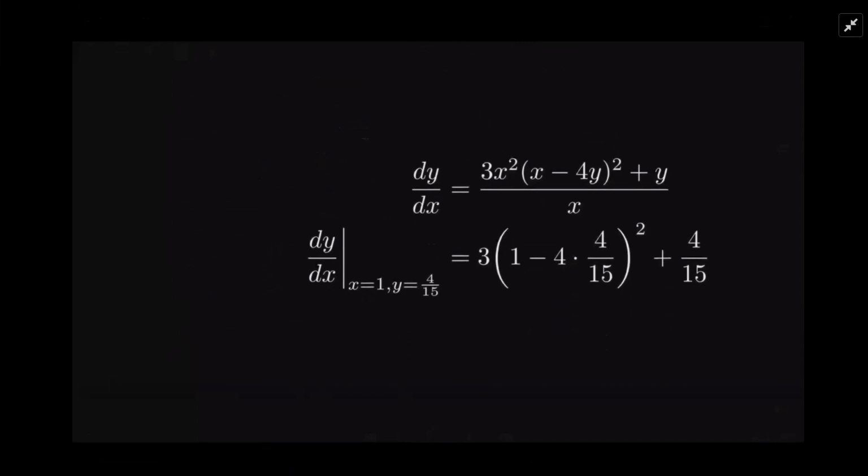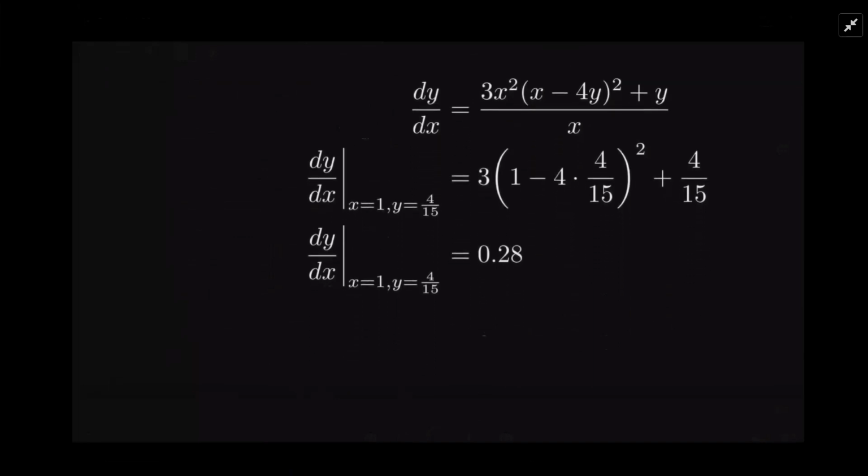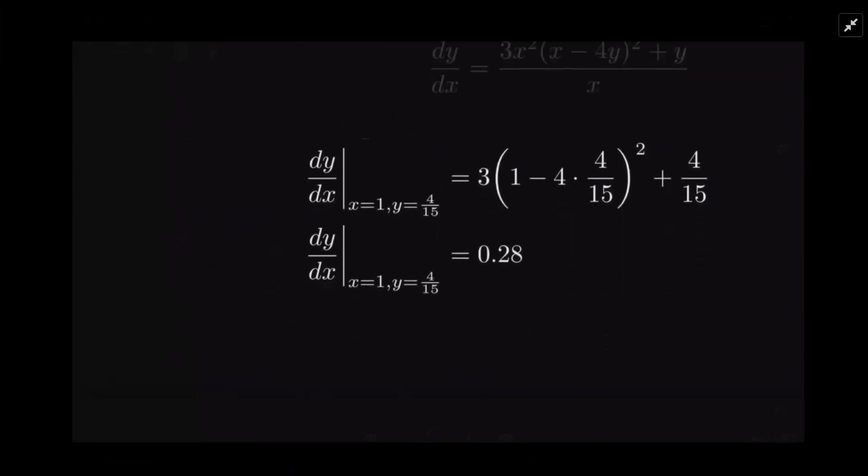And final answer, 0.28. So that's implicit differentiation.